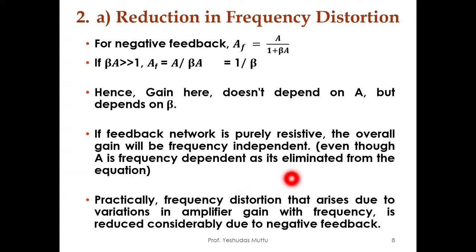So, definitely your frequency distortion will be reduced when you use feedback. Because it is clearly mentioned over here, we have arrived at 1 upon beta, where beta is the feedback factor. So, it clearly depends only on beta, right? So, with feedback your frequency distortion is reduced.